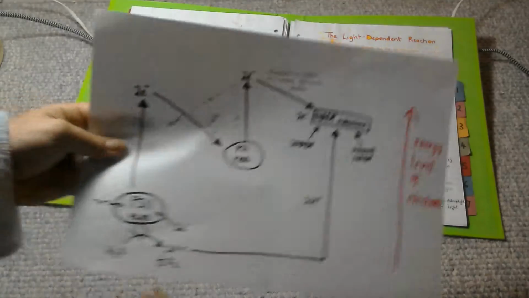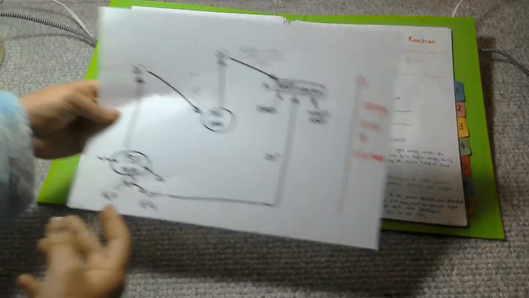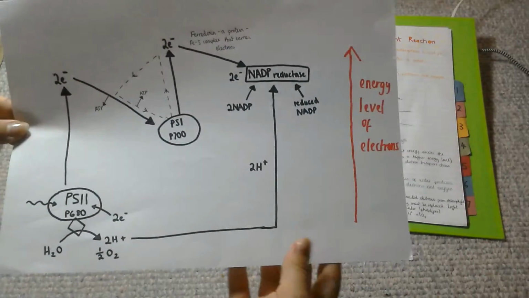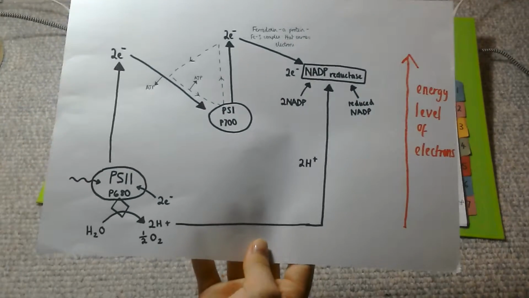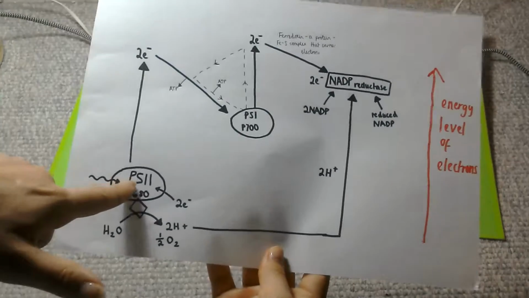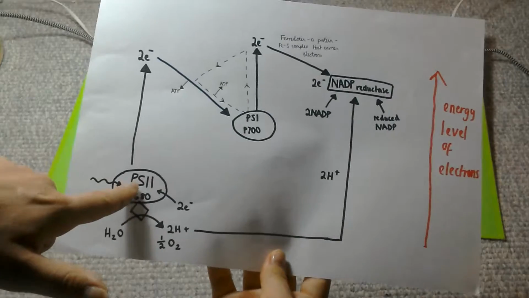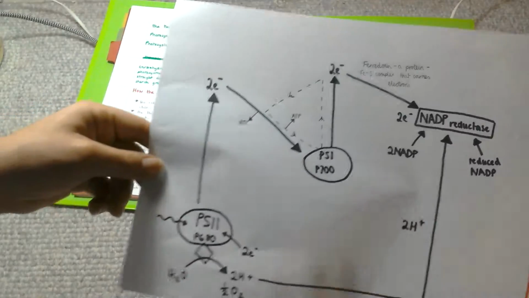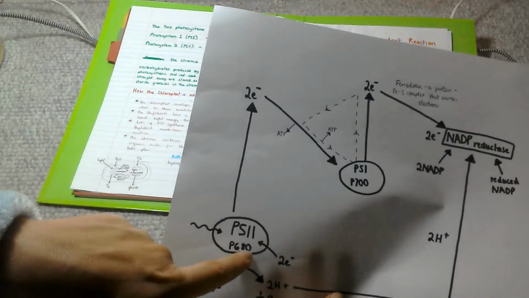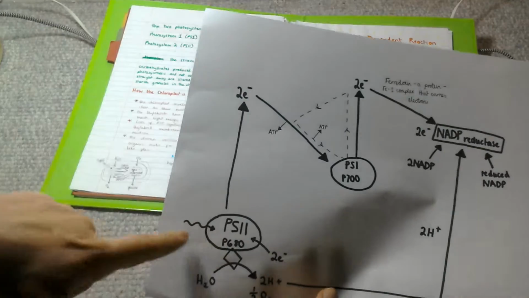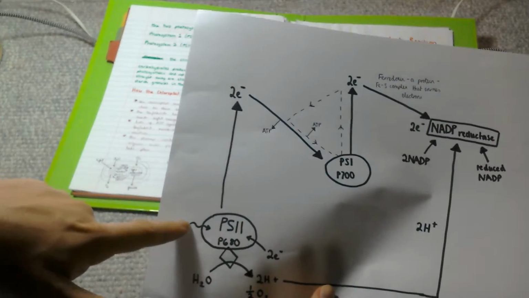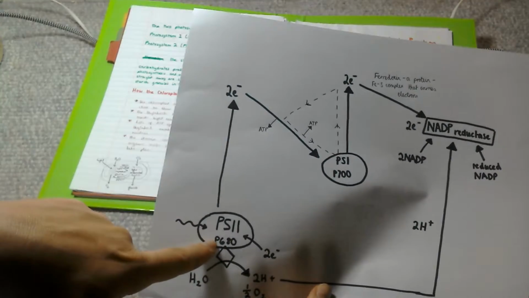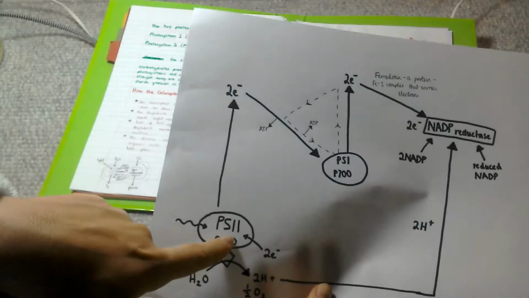Okay, so this diagram shows the Z scheme. I don't know if you can see again. Okay, this is the Z scheme. So this is photosystem 2. As I was saying, this is photosystem 2 here, this photosystem containing P680. So this P680 chlorophyll A absorbs light. This is the light wave, and it absorbs light at the wavelength 680 nanometers.